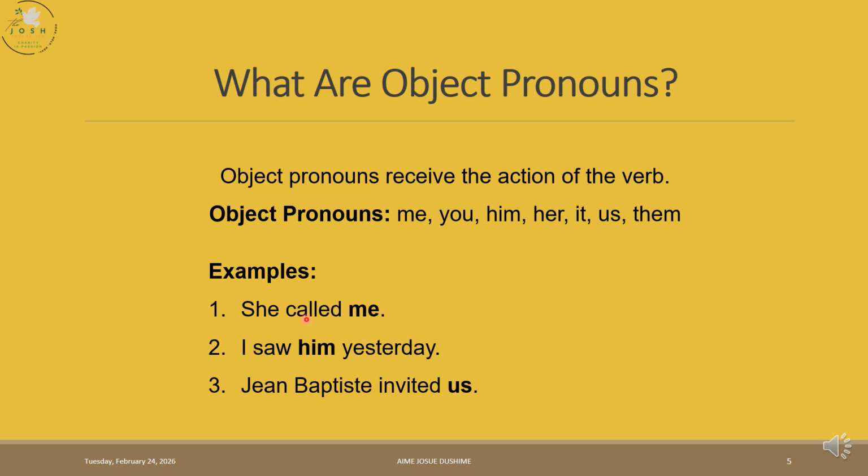This is subject, verb, object. I saw him yesterday. This is subject, verb, object, then this is time. Jean-Baptiste invited us. Jean-Baptiste is the subject, then verb, object.